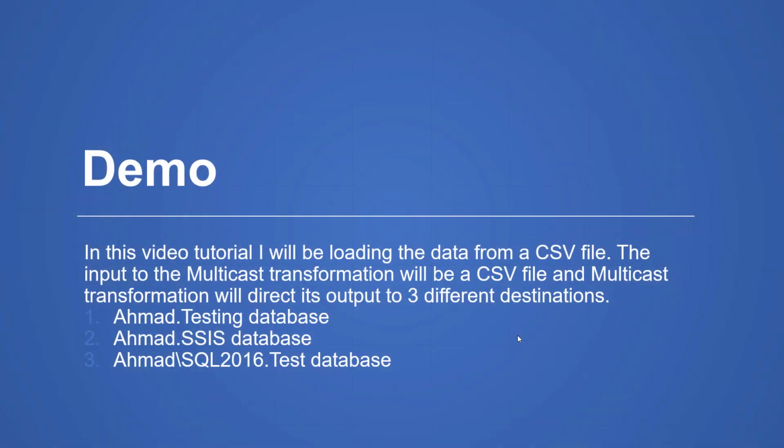In this video tutorial, I will be loading data from a CSV file to SQL Server tables. So the input to the multicast transformation will be a CSV file, and the multicast transformation will direct its output to three different destinations. The first destination will be a SQL Server table inside the ahmed.testing database. Another destination will be a SQL Server table inside the ahmed.ssis database, and the third destination will be a SQL Server table inside the ahmed/SQL 2016 server.test database. So let's see how we can do that.